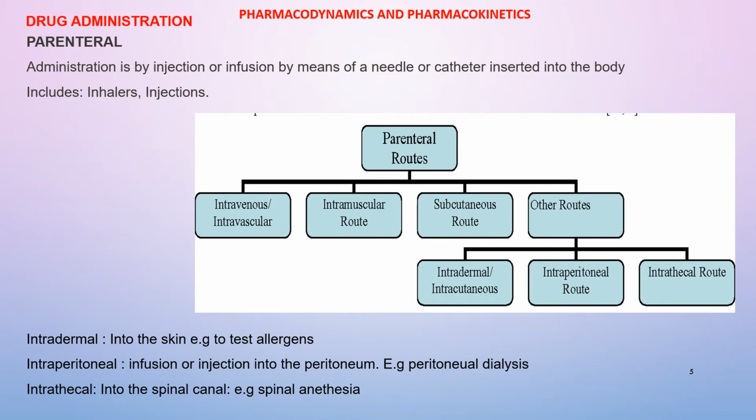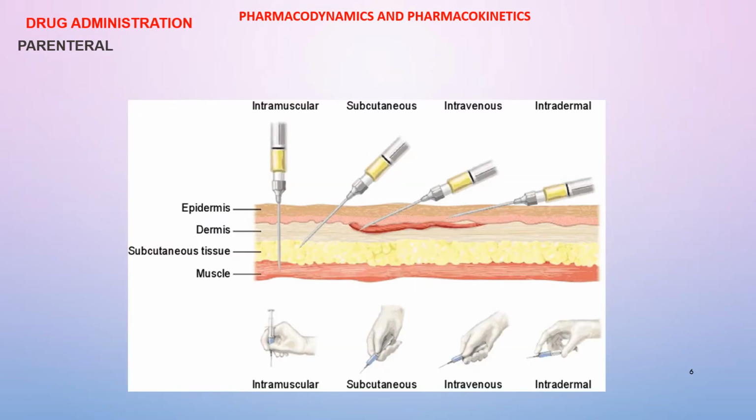Parenteral method of administration of drug is done by injection or infusion. It could be intravenous, intramuscular, subcutaneous, intradermal, intraperitoneal, or intrathecal. The figure here shows parenteral administration of drug by mode of injection.